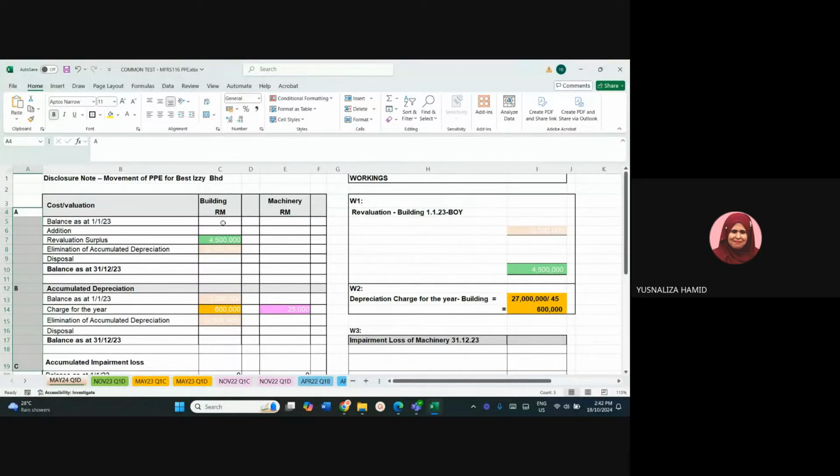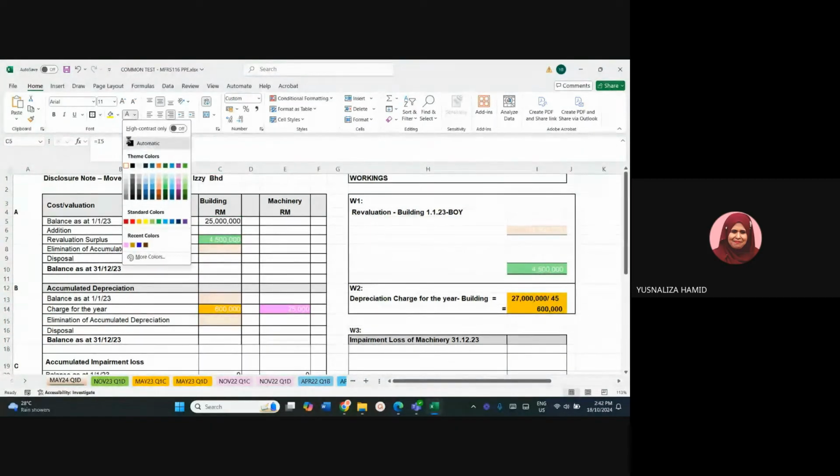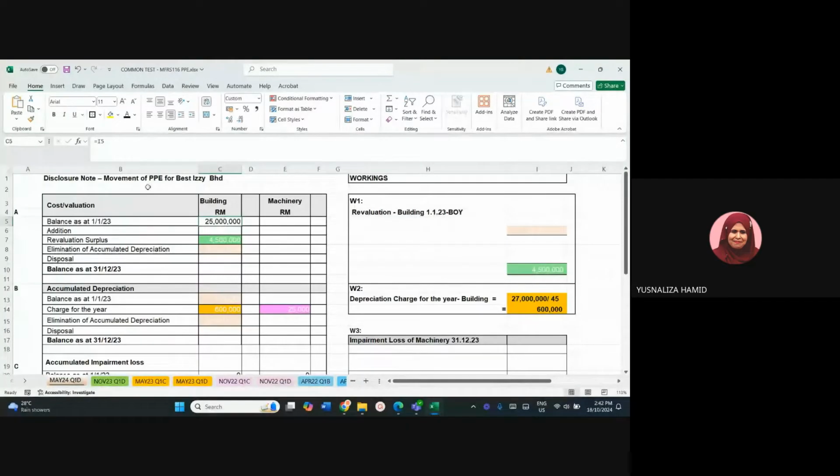You're going to transfer the cost of the building here, which is the figure just now, 25 million. And the accumulated depreciation of the building will be transferred here, in the section of accumulated depreciation. That is the balance at the beginning of the year. So that is the first step that you need to do.